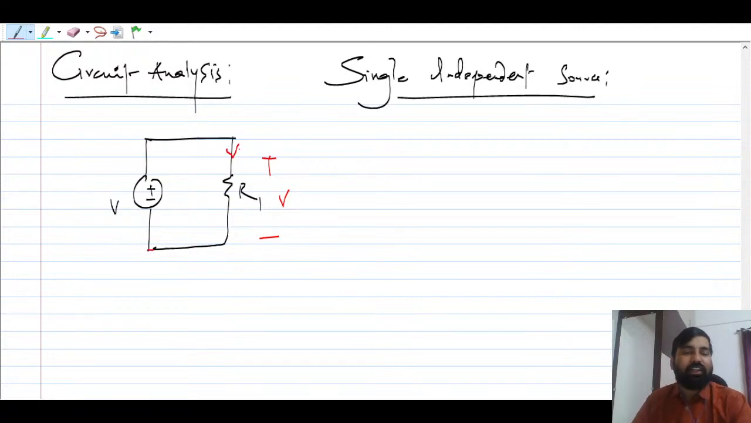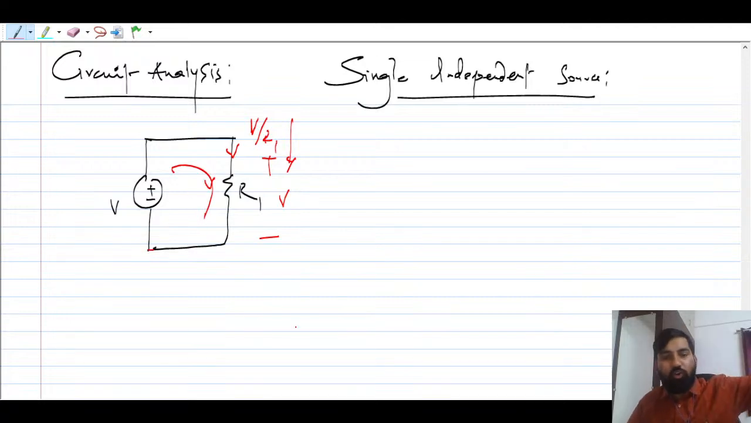Now you can find the current also. So current is going to be V by R1, right? This current you can always find out. This is the current which is flowing. This is going to be a loop. One loop is there, so you can also apply the KVL right here. One loop is there, so how many equations are you going to get?